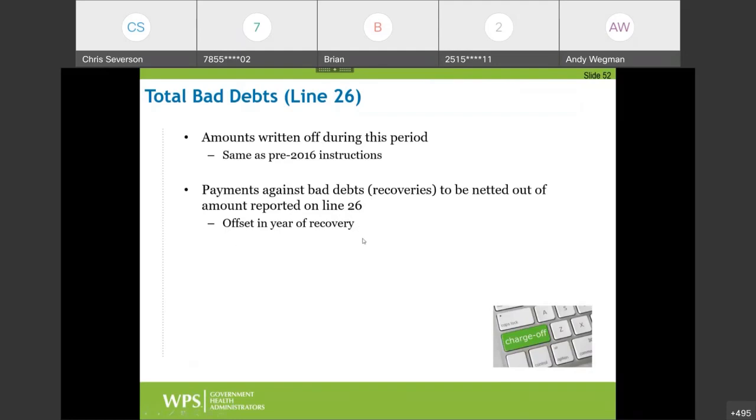So if it was a current year payment, you wrote it off as bad debt January 31st, they ended up paying a few months later, same year, then of course, just like the charity care, it's already netted out. There's no separate line for payments under bad debts, but it would be netted out from the line 26 bad debt. But let's say you made a recovery this year against a bad debt from last year. We're not going to go back and correct last year's amount. We're going to offset it against this current year's bad debts, just like we do for Medicare bad debts.